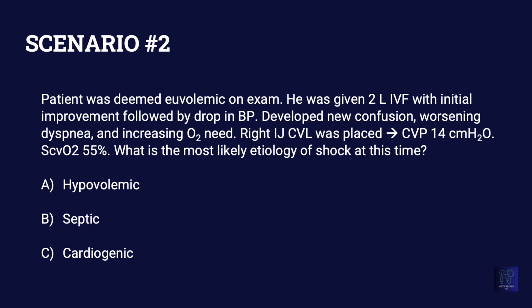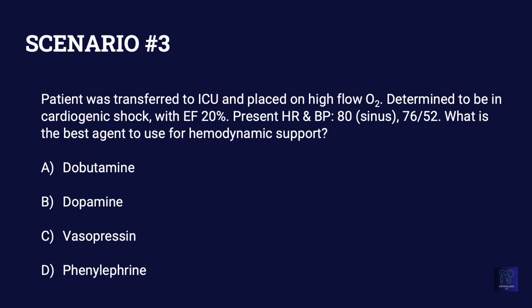Remember, in cardiogenic shock, central venous oxygen saturation is going to be low, whereas in septic shock, it is going to be high. The patient was transferred to ICU and placed on high flow oxygen, determined to be in cardiogenic shock with an ejection fraction of 20%. Vitals show he is still hypotensive despite all those fluid boluses and is also needing a lot of oxygen. What is the best agent to use to provide hemodynamic support for this patient?